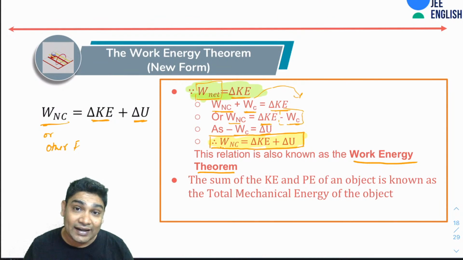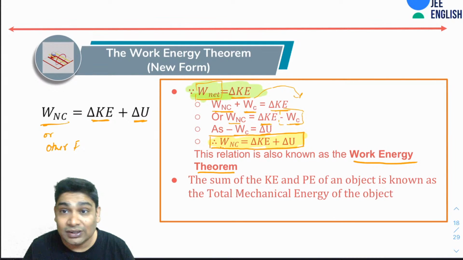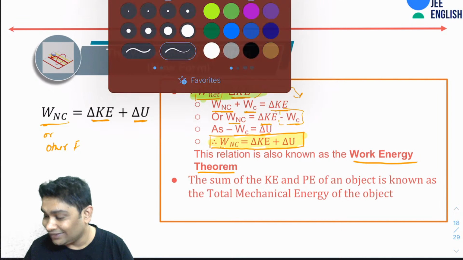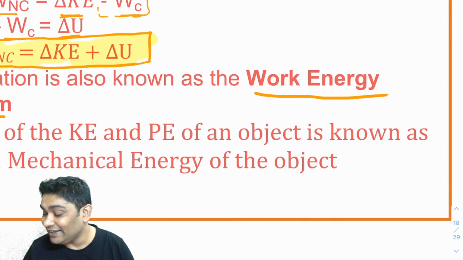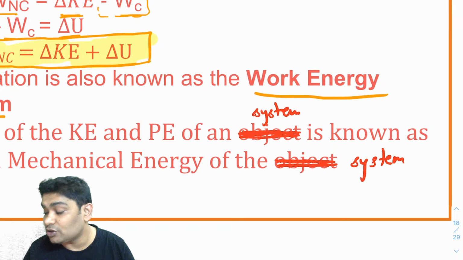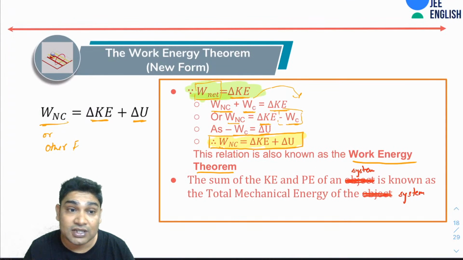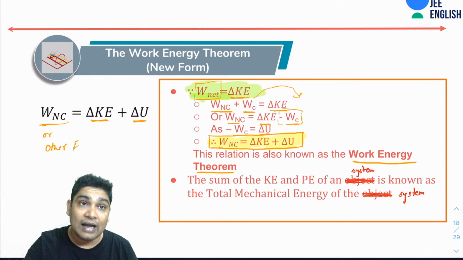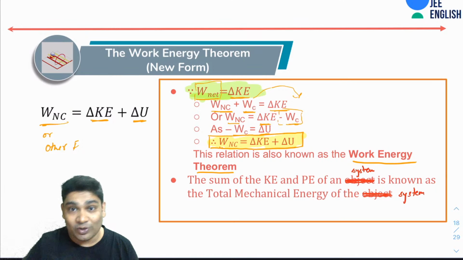Next, the sum of the kinetic energy and the potential energy of any system is known as the total mechanical energy. So instead of object, there should be system here. Of any system is known as the total mechanical energy of the system. As I said, because potential energy is not only associated with an object, it is a property of the system. So for the entire system, you define a total mechanical energy, which is the sum of the kinetic energy and the potential energy of the constituents of that system.